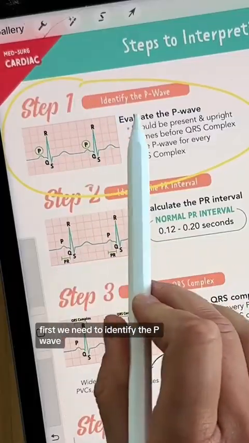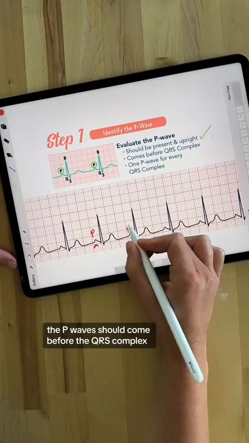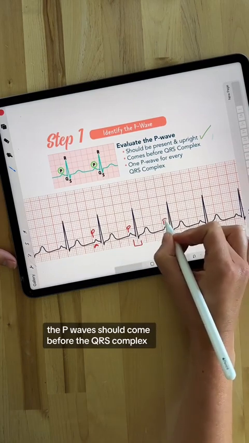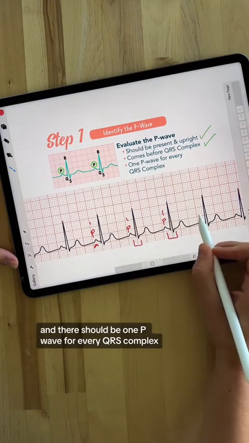First, we need to identify the P wave. The P wave should be present and upright. The P waves should come before the QRS complex, and there should be one P wave for every QRS complex.